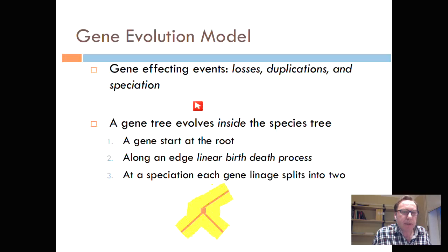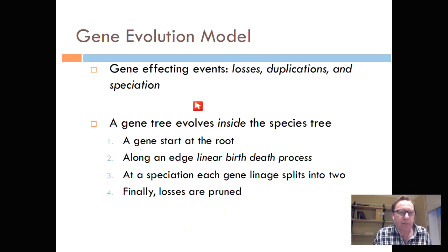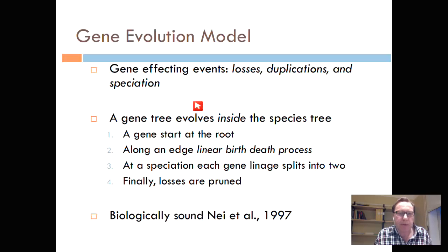When a gene reaches a species tree vertex, it is split into two independent processes, evolving down the two outgoing edges. And finally, losses are pruned, and the vertices that become redundant when losses have been pruned are pruned recursively. From a mathematical point of view, this is almost canonical. I mean, the birth-death process is sort of the first choice for something like this. And there are authors who have claimed that this is biologically sound. It's certainly intuitively appealing to many people.